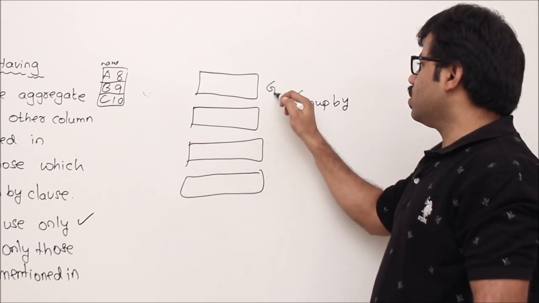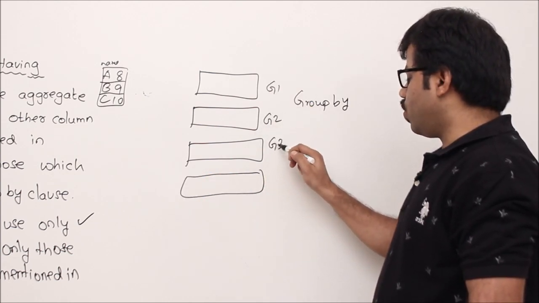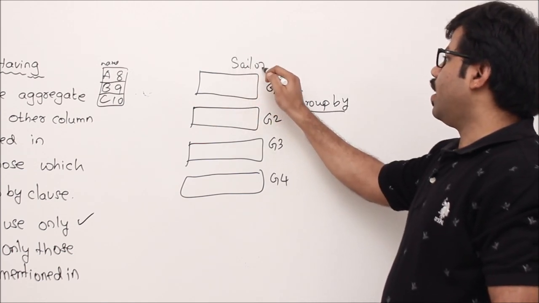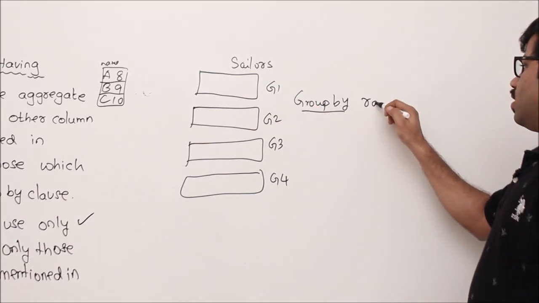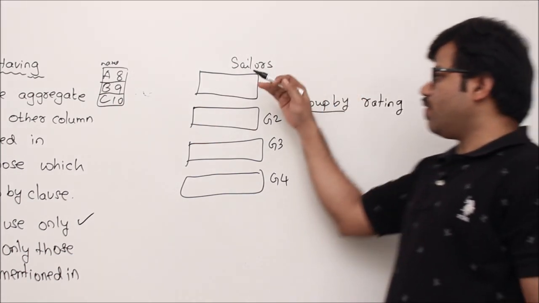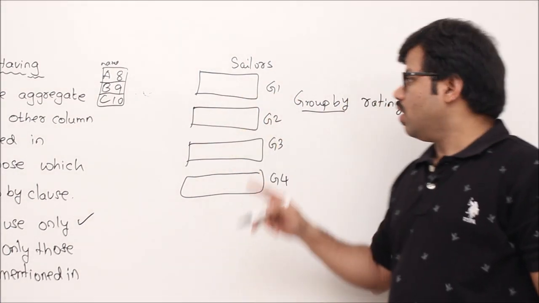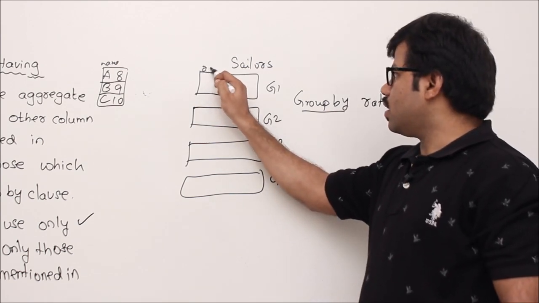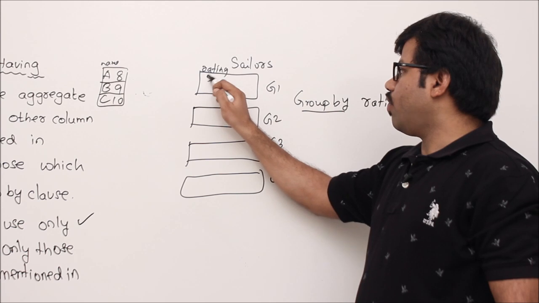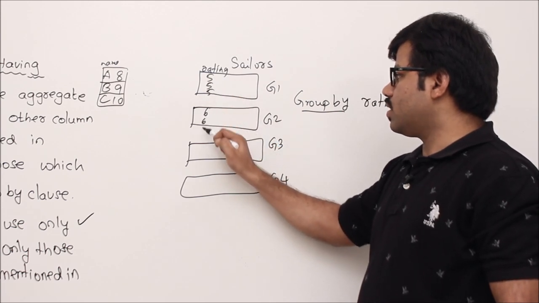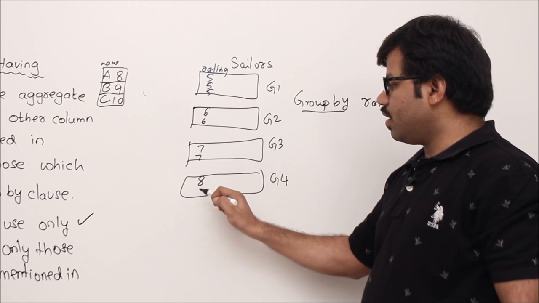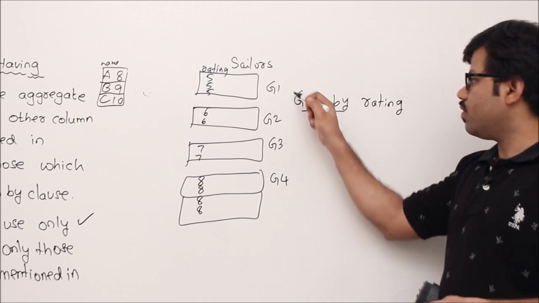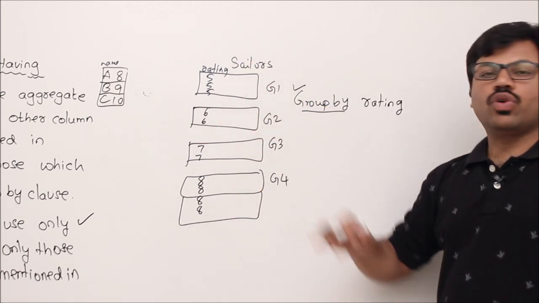Let's say these are the groups: G1, G2, G3, G4. Maybe this table is sailors, and you are writing group by rating. Then your table is divided into groups. For every different rating level there will be a group. Let's say this is the rating field: rating 5, 5, 5, 6, 6, 7, 7, 8, 8, 8, 8. So these are the different groups we can imagine, because of group by rating.